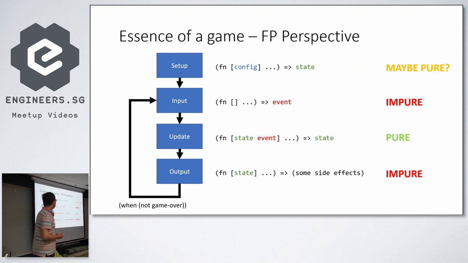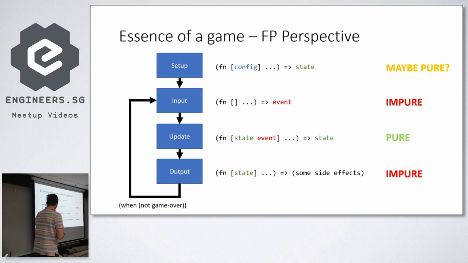Input then, I mean, this is a function that just reads from the world. So it's an impure function because you're getting external input. But you're getting some kind of an event. An event here could be a key press or a mouse button press or someone moves a joystick to the left or to the right, any of these kind of things.